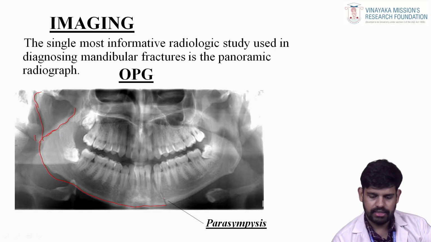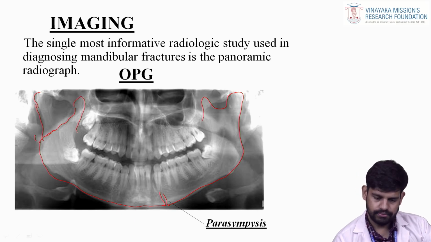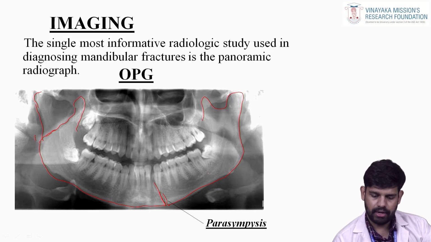And again you can see a discontinuity here, a radiolucent line running from the canine to the lower border. Again we have to see the integrity of the bone till the opposite condyle, sigmoid notch and coronoid. So here you can see two fracture lines: one is in the condylar area, the other one is in the contralateral side parasymphysis region. So this helps us identify the mode of impact. The impact would have been on the left side, this side.